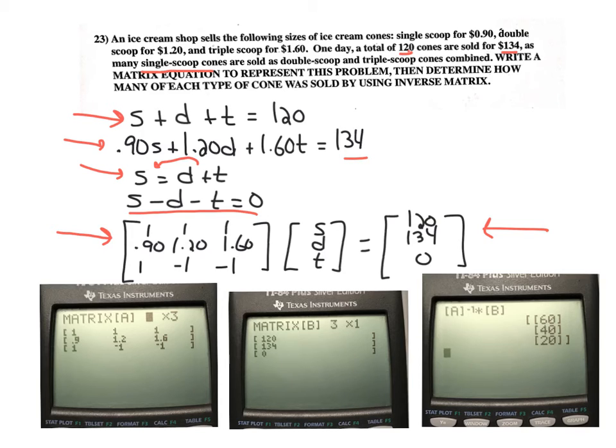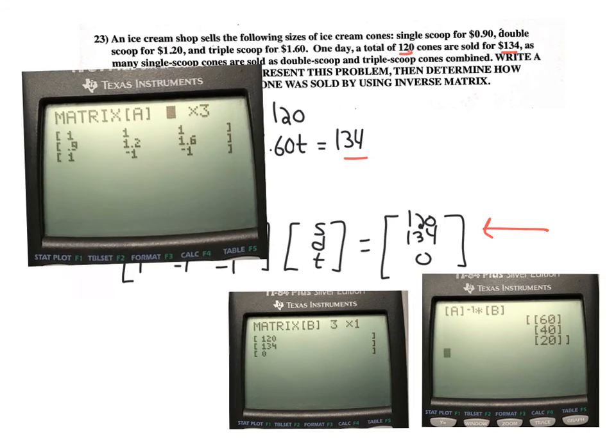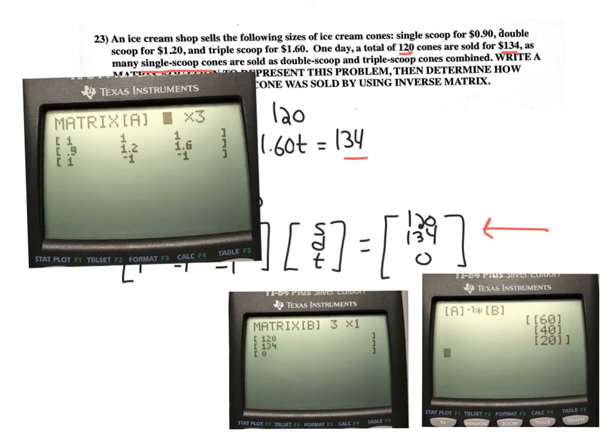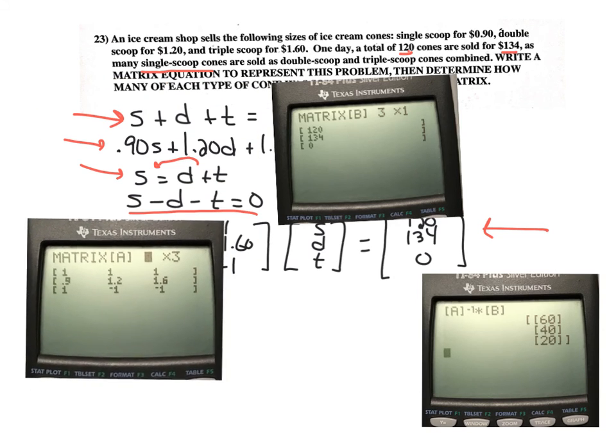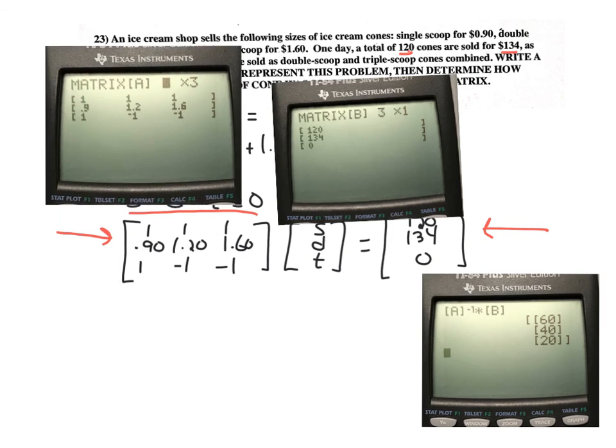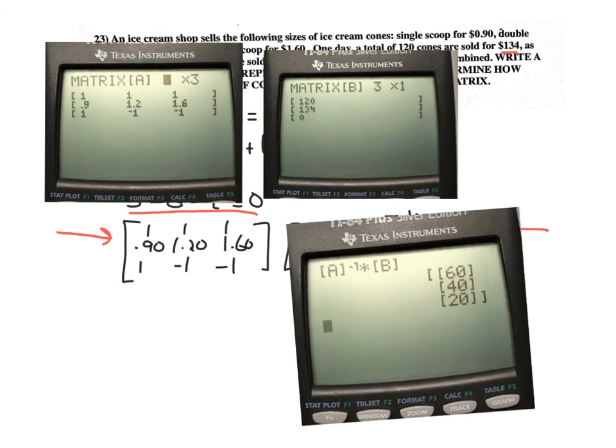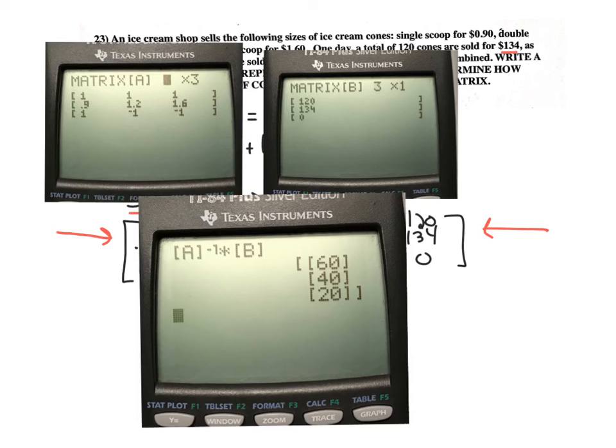Once I got there, I turned it over to the calculator. The first thing I did was make a 3x3 of that first matrix, which looks like that. I did a 3x1 of the answer matrix, which looks like that, 120, 134, and 0. And then to get my answer, remember, you got to take the inverse of the first one over to the other side and multiply it by your second one. So I did that right here. Took my inverse of A, multiplied it times B, and I got 60, 40, 20.